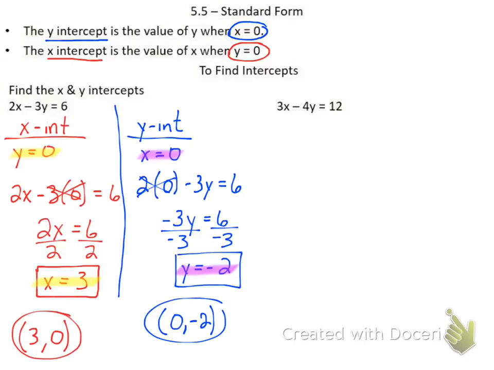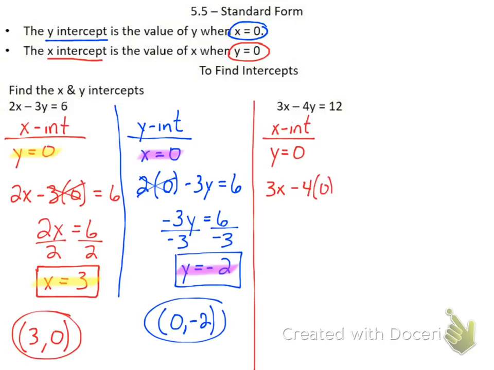Same thing with the next problem. I'm going to find my x-intercept first. For my x-intercept, I'm going to make y equal to 0. And so I get 3x minus 4 times 0 is equal to 12. This disappears, I'm left with 3x is equal to 12. So I can divide both sides by 3 and get x is equal to 4. Again, I make sure that I show this as an ordered pair. So I get the ordered pair 4, 0.